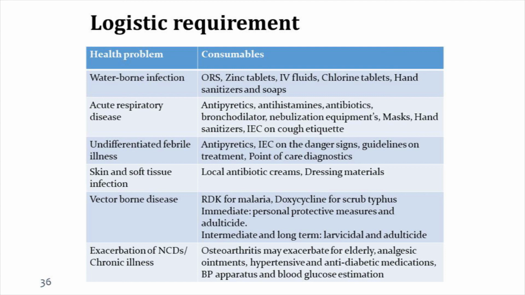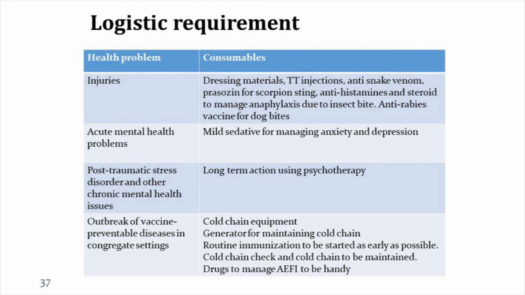The next health problem that we would face is exacerbation of NCDs and chronic illnesses. Osteoarthritis may exacerbate for elderly, so we would require analgesic ointments, antihypertensive and anti-diabetic medications, BP apparatus and blood glucose estimations. Next health problem is injuries, which could include contusions, lacerations, puncture wounds, corneal abrasions, infected wounds and major traumatic injuries. Hence, we would require dressing materials and TT injections.